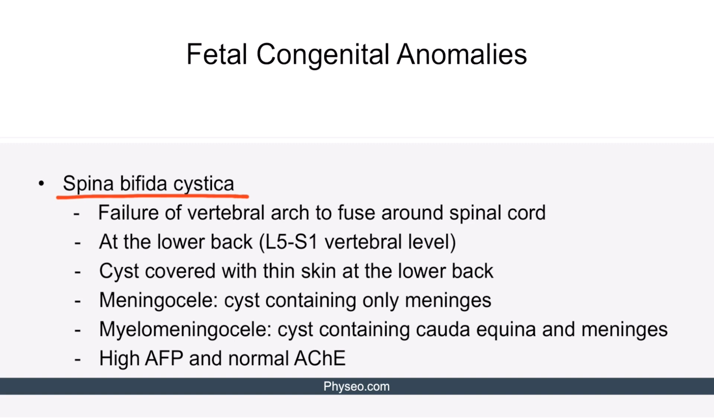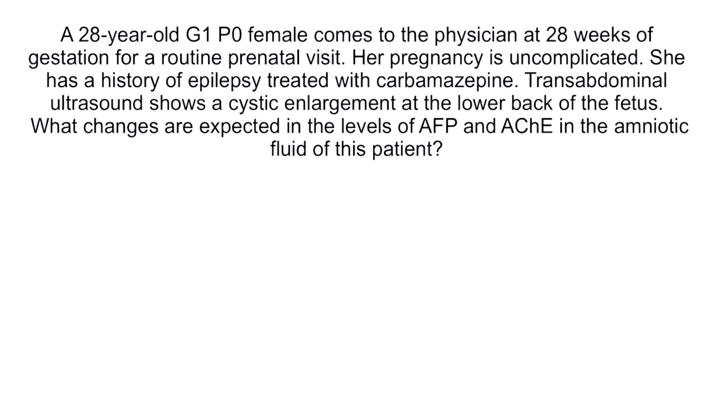So now let's do a quick question. A 28-year-old G1P0 female comes to the physician at 28 weeks of gestation for a routine prenatal visit. Her pregnancy is uncomplicated. She has a history of epilepsy treated with carbamazepine. Transabdominal ultrasound shows a cystic enlargement at the lower back of the fetus. What changes are expected in the levels of AFP and acetylcholinesterase in the amniotic fluid of this patient?